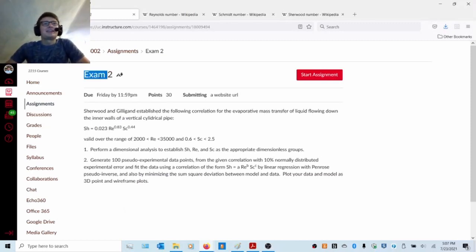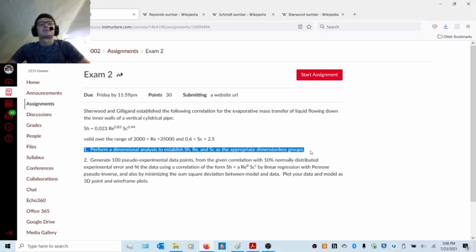Anyway, this is exam 2, and we're looking at some Sherwood and Gilliland relationships. For the following correlation, they put this together after years and lots of experiments, and it's valid over this range of Reynolds numbers. I have a picture of it I can show in a second, but we are going to perform a dimensional analysis to establish these three dimensionless numbers, which I have Wikipedia pages up on. Those will come in handy later. And for the appropriate dimensionless groups, we're going to perform a dimensional analysis to prove that.